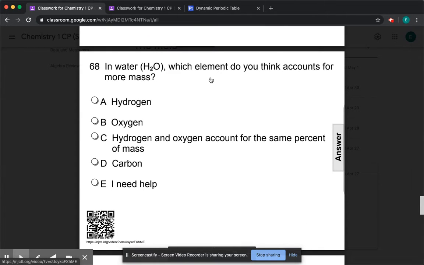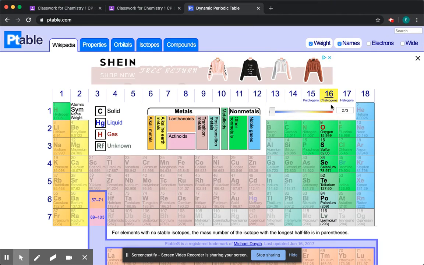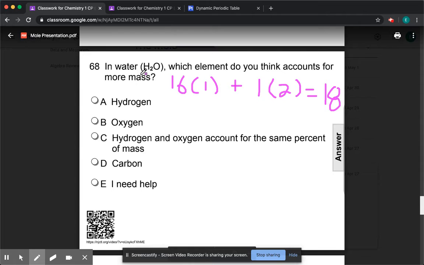In water, which is H2O, which element is going to account for more of the mass, the hydrogen or the oxygen? Firstly, let's figure out the total. Hydrogen again is 1, oxygen is 16. So we have one oxygen, which is 16, and then we have 2 hydrogens, and each hydrogen is 1. So this gives us 18 total. So the total atomic mass of water is 18. 16 of it comes from oxygen, and 2 of it comes from hydrogen.